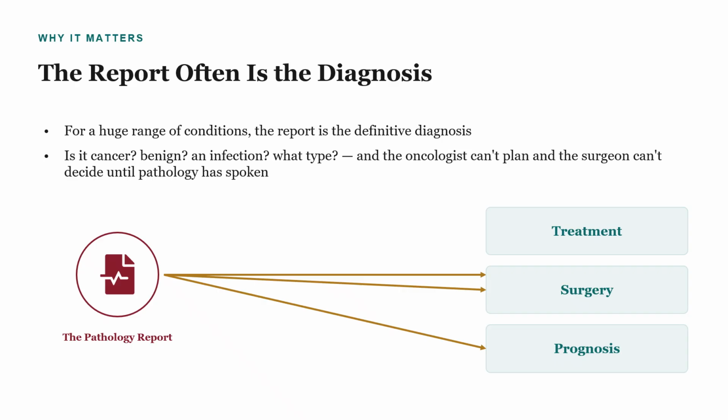The oncologist can't build a treatment plan, and the surgeon can't decide whether to go back and take more tissue until the pathology report exists. This is the reading's core message about the surgical pathology report. It's the endpoint of the whole process and the document the entire care team relies on. So when we practice writing an accurate gross description, remember, it feeds directly into this consequential report.